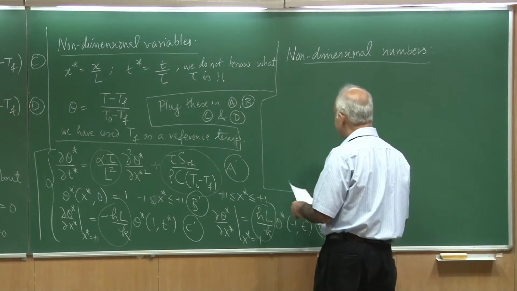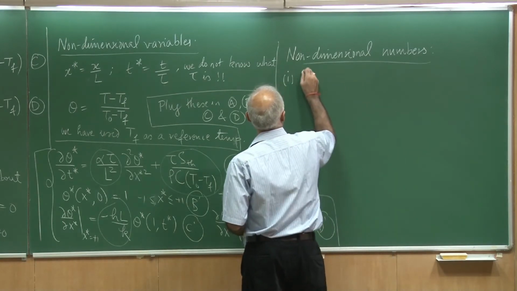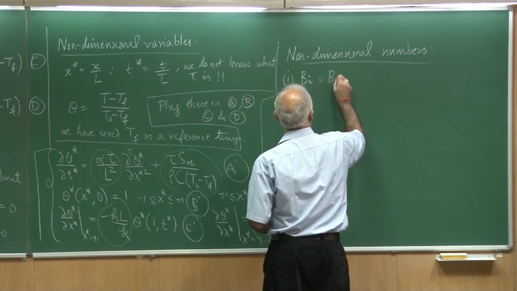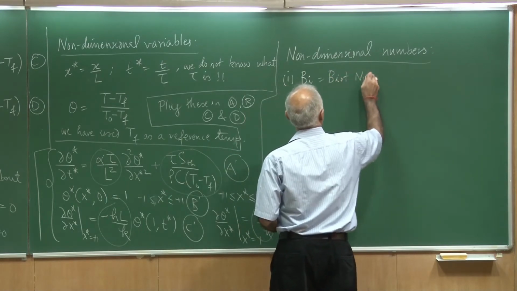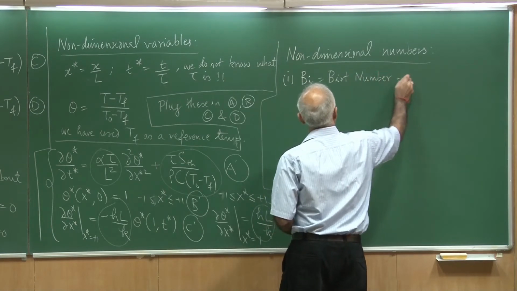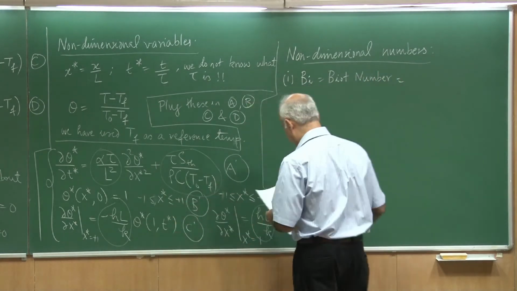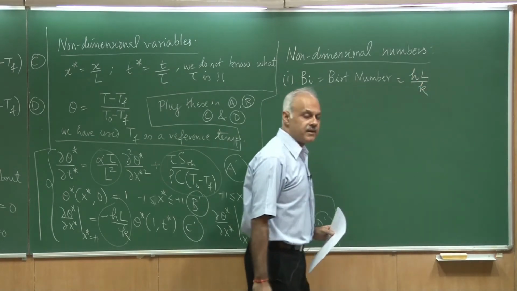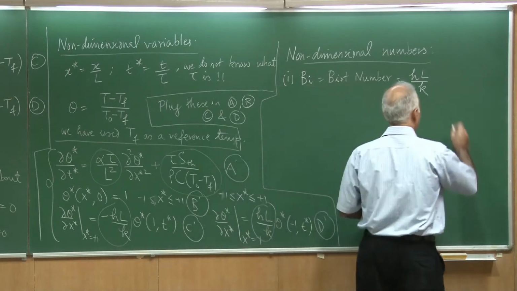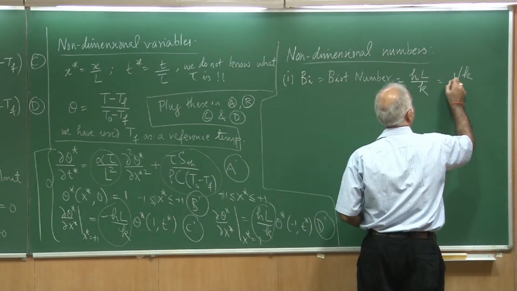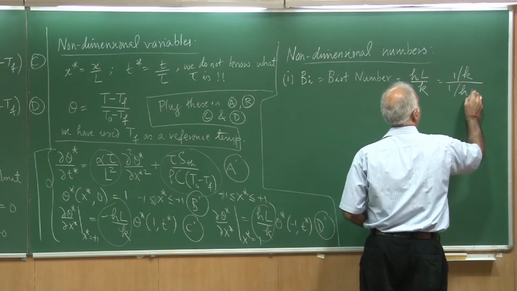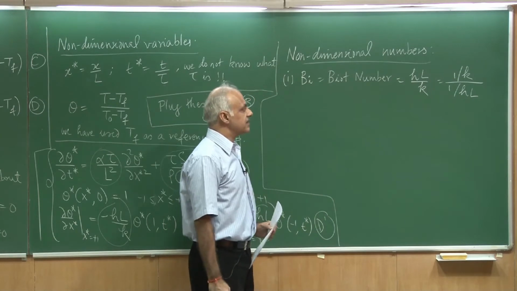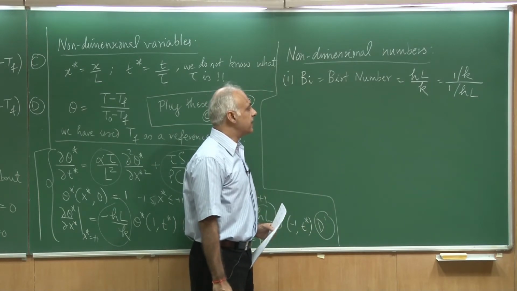So the numbers that I get is, the first one I will call it the Biot number, which is actually this quantity over here, HL by K. So I can write this as 1 over K divided by 1 over HL. This is just for helping me to interpret.